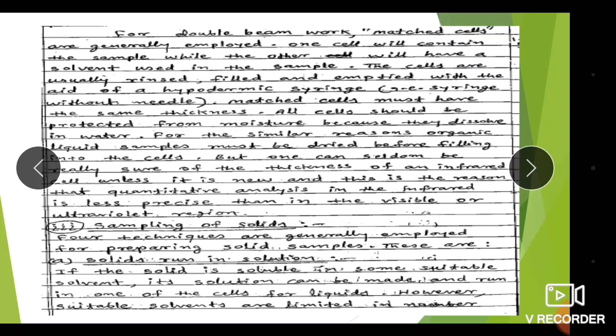However, suitable solvents are limited in number. If we are running solids in solution, it means the given sample is soluble in a suitable solvent, meaning the solvent does not react with the sample cells, and the sample is not soluble in the cell material. Such a solvent is used and the sample is prepared, and this is run in these cells for liquids, where the solvents are limited.